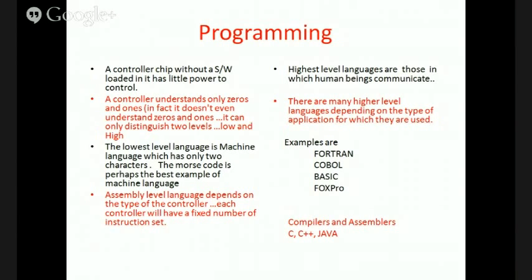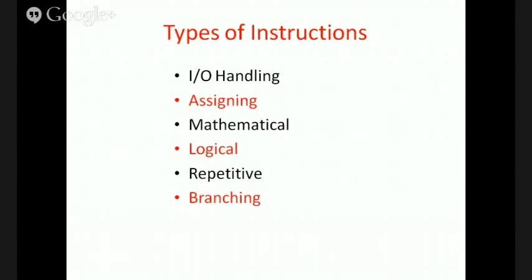Assembly level language depends on the type of the controller. Each controller will have a fixed instruction set. The highest level languages are those in which human beings communicate. There are many higher level languages depending on the type of the application for which they are used. Examples are Fortran, COBOL, BASIC, FoxPro, etc. And compilers and assemblers are C, C++, Java. So types of instructions: input, output handling, assigning, mathematical instructions, logical, repetitive, and branches.